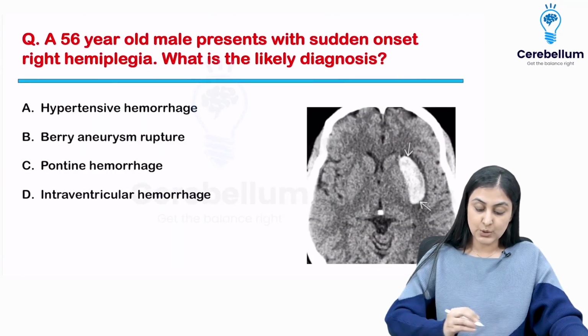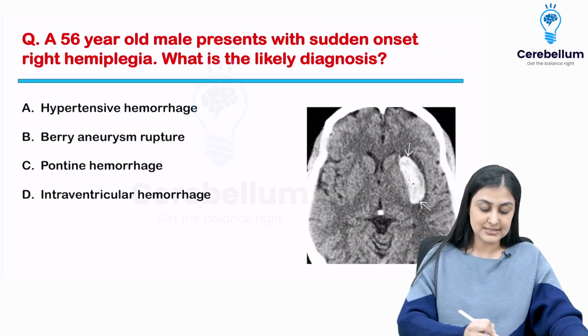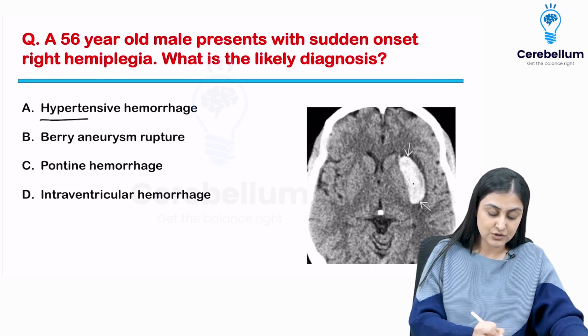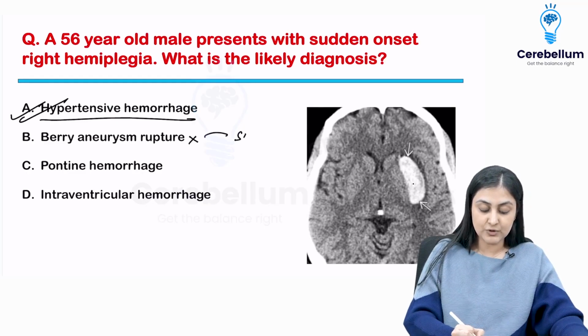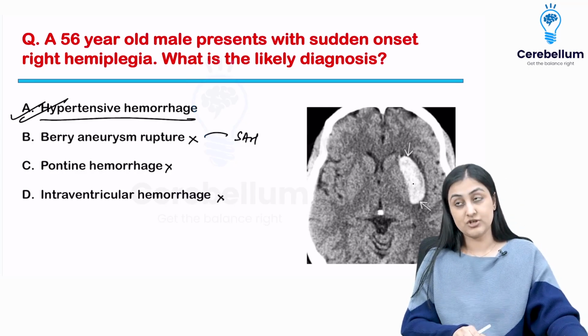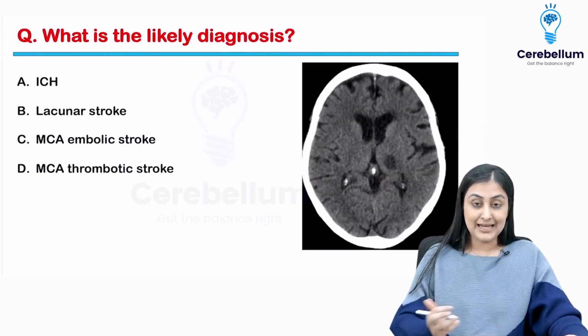56-year-old male with sudden onset right hemiplegia. You can see this putaminal bleed. So this is what is hypertensive hemorrhage. Berry aneurysm would lead to SAH. This is not in the pons or the ventricles, okay? What is the likely diagnosis?